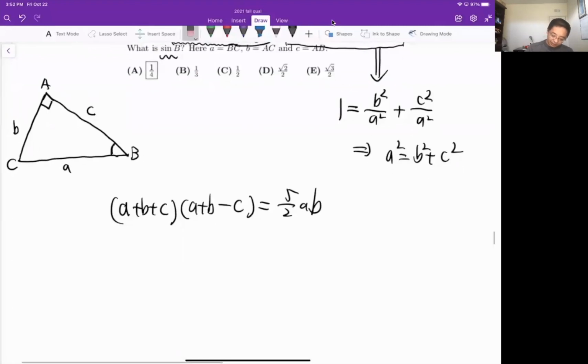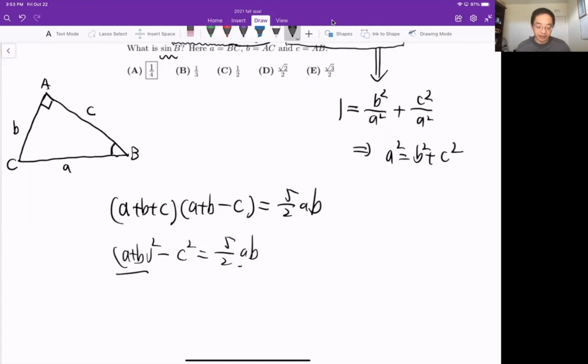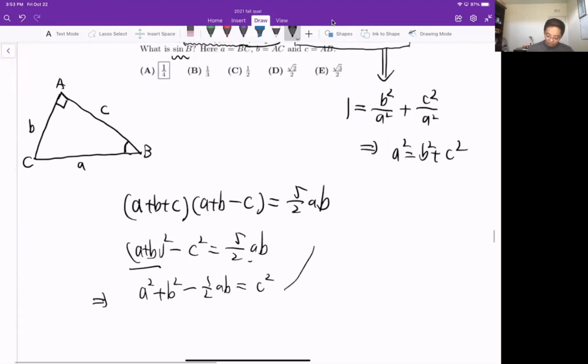And let's simplify this expression. So here we just get (a plus b) squared minus c squared equals 5/2 ab, and then we expand this out and move this one to the left hand side, and then we just get a squared plus b squared minus 1/2 ab equals c squared. Now from here we have two ways to do.